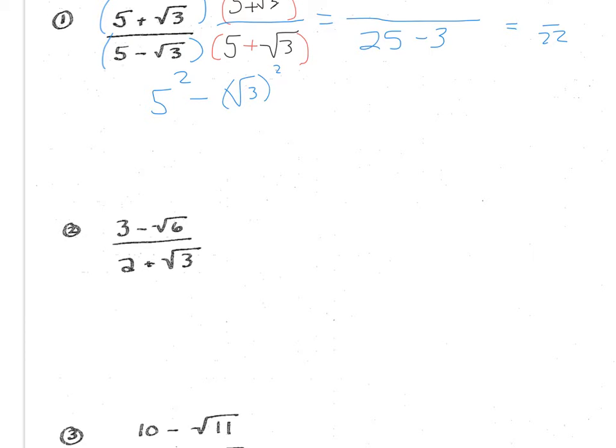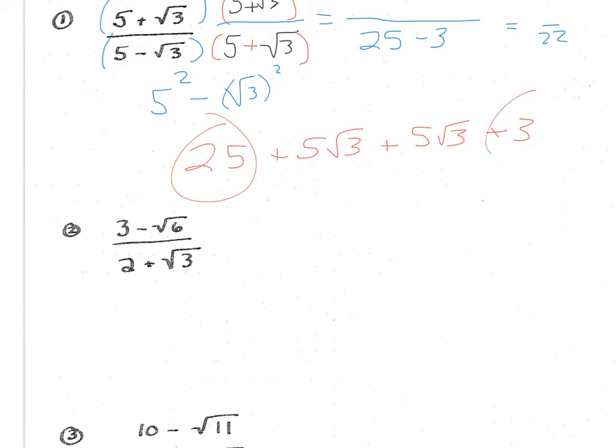Up above, I am required to FOIL. So for up above, I'll do that in red actually. The numerator: F is 25, 5 times 5. The O part is 5 times the square root of 3. Inside values, square root of 3 times 5 is once again 5 square root of 3. And square root of 3 times square root of 3 is still regular 3, square root of 9 actually, but we can write the 3 immediately.